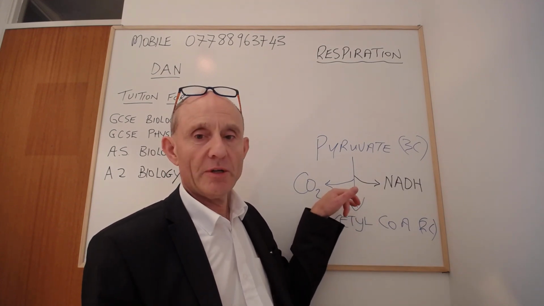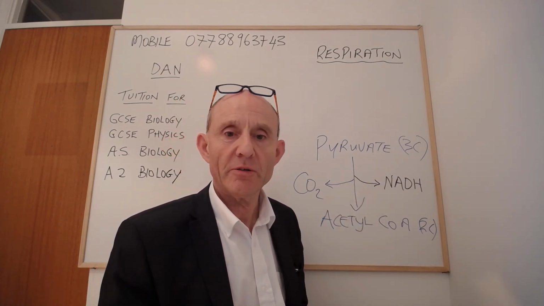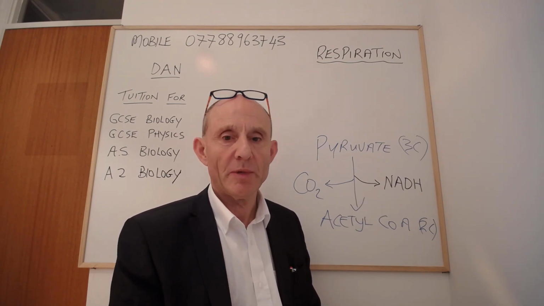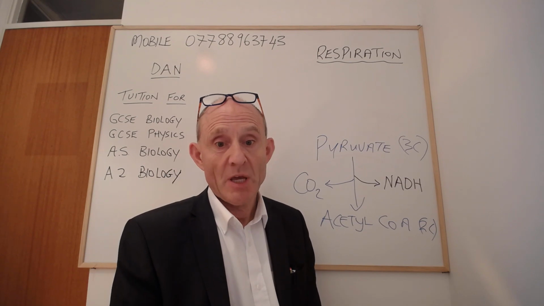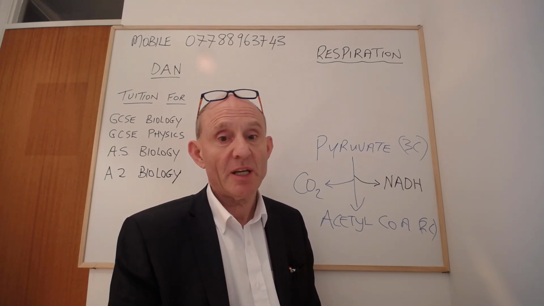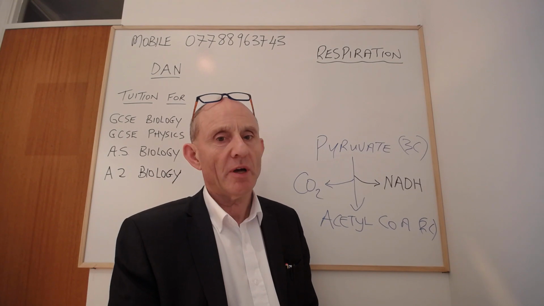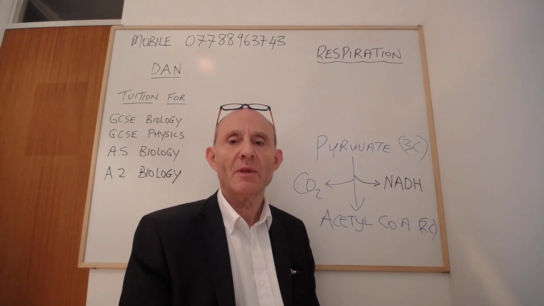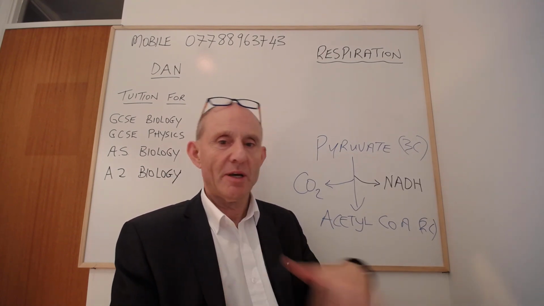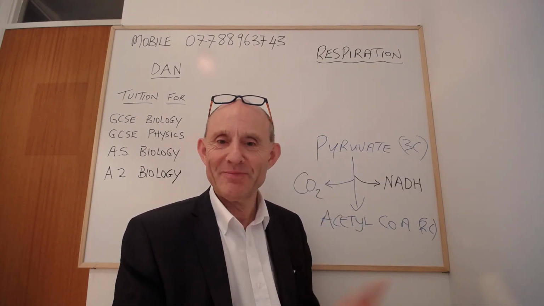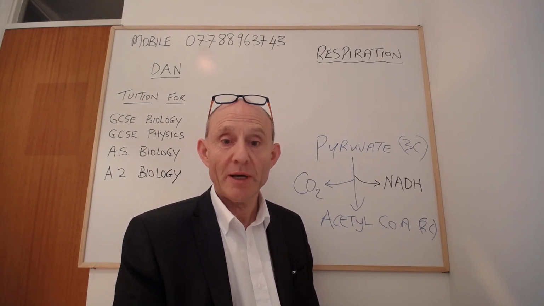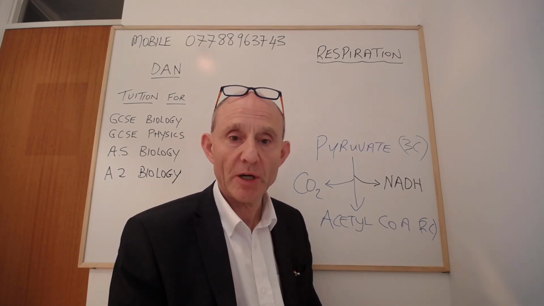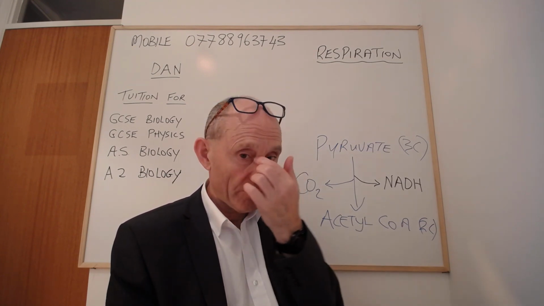You get carbon dioxide released, and you also get hydrogens released, and the hydrogens are picked up by this thing called NAD. NAD is simply a carrier molecule. It's just a molecule that picks up hydrogens and carries them away somewhere. Where does it carry the hydrogens to? It takes them to the electron transport chain. NAD is just like a delivery vehicle that picks up hydrogens wherever the hydrogens are released and carries them to the electron transport chain.